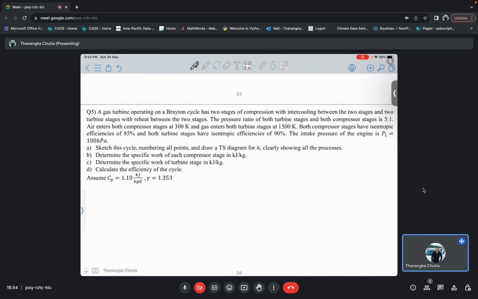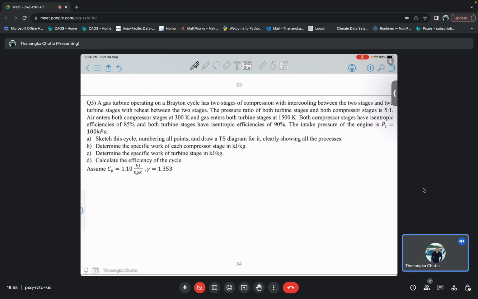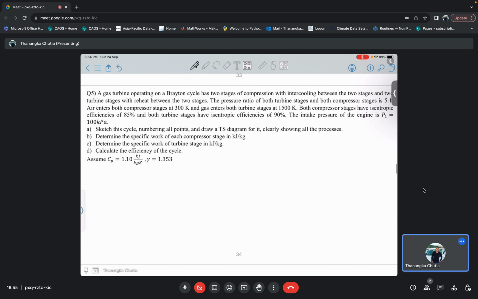A gas turbine operating on a Brayton cycle has two stages of compression with intercooling between the two stages and two turbine stages with reheat between the two stages. The pressure ratio of both the turbine stages and both compressor stages is 5:1. Air enters both the compressor stages at 300 Kelvin. The gas enters both the turbine stages at 1500 Kelvin. Both compressor stages have isentropic efficiencies of 85% and both turbine stages have isentropic efficiencies of 90%. The intake pressure of the engine P1 is 100 kilopascal. Sketch this cycle numbering all the points and draw a TS diagram for it, clearly showing all the processes.